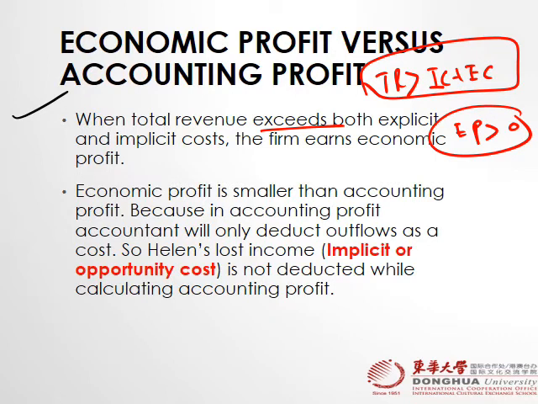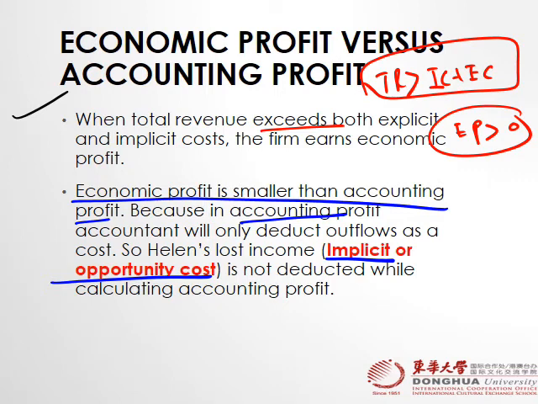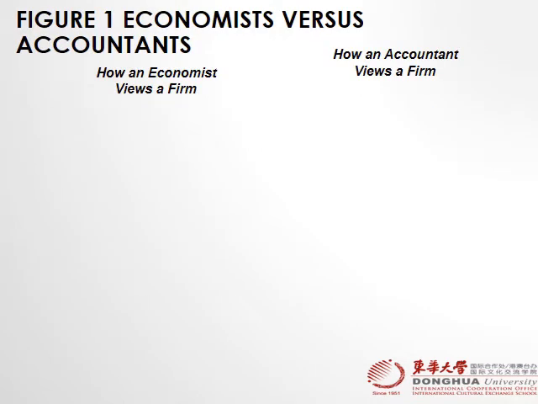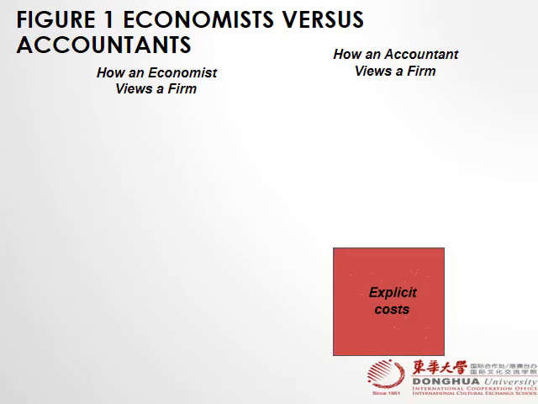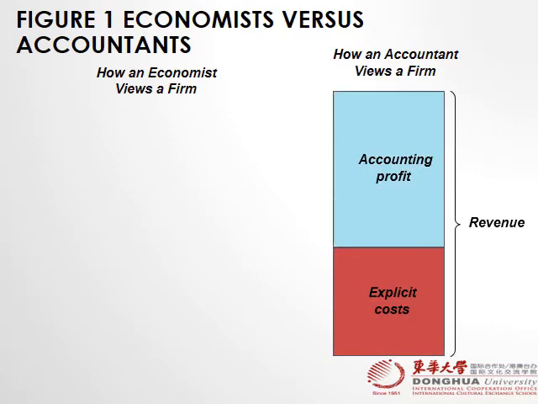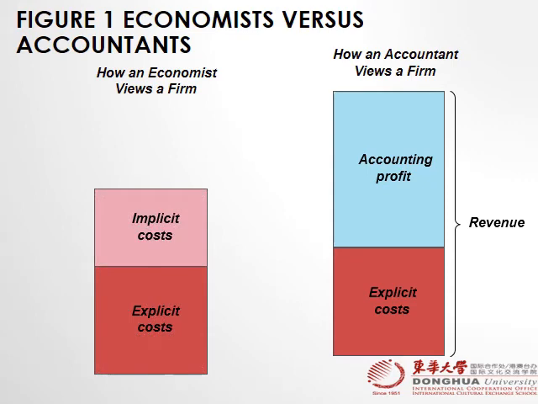The economic profit is smaller than accounting profit. We just discussed in our previous slide, because in accounting profit, the accountant only deducts outflow as a cost. So Helen's lost income, which is implicit cost or opportunity cost, is not deducted while calculating accounting profit. So we can figure it out through figure 1 here, what is the economist view and what is the accountant view.